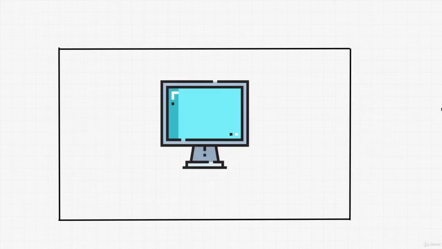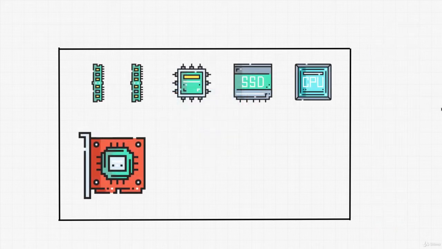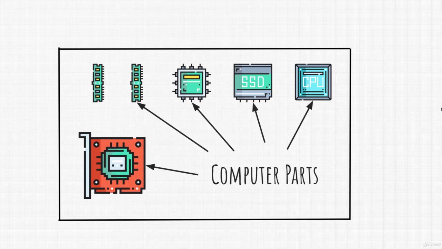Imagine this rectangle representing our computer. And we already know that any computer will have one of the three main operating systems: Windows, Mac OS, or Linux. But the operating system is not the only thing that is defining our machine. Our machine also has its computer parts. We have hard disk, processor, RAM memory, motherboard, and many more computer parts that, with the operating system, make our machine work. These computer parts are also known as hardware.